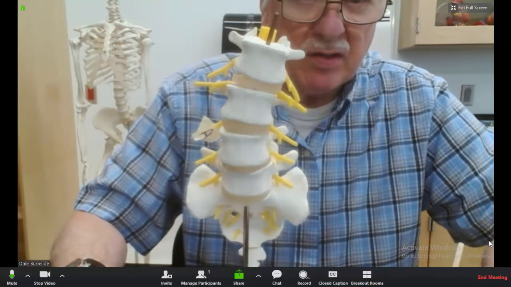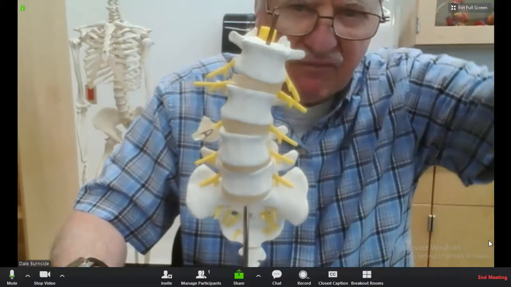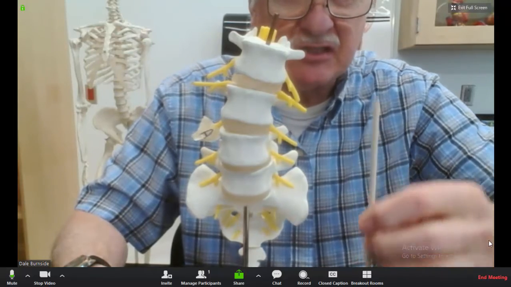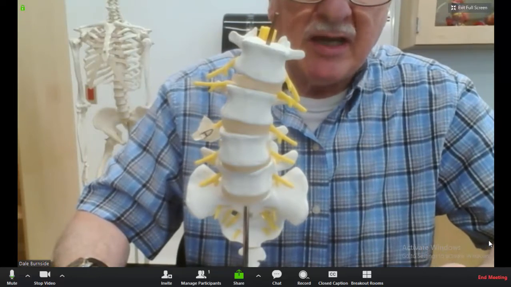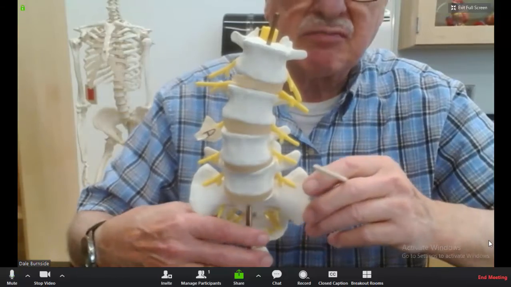And the spinal cord is continuous with the brain, going inferior in the body from the brain, and also ascending to the brain. Okay, so let's take a look at this. There's ascending and descending fibers inside the spinal cord.